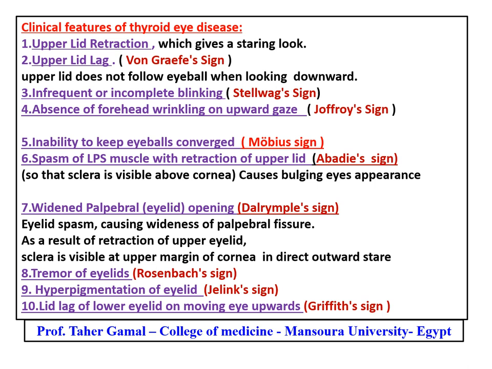The seventh is widened palpebral fissure, the Rieger sign: eyelid spasm causing wideness of the palpebral fissure as a result of retraction of the upper eyelid, sclera visible at the upper margin of the cornea, and a direct outward stare. Eighth, tremor of the eyelid, Rosenbach sign. Hyperpigmentation of the eyelid, Jellinek sign. Lid lag of the lower eyelid on moving the eye upward, Griffith sign.